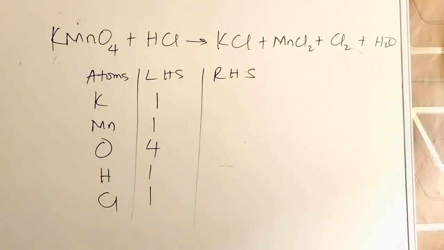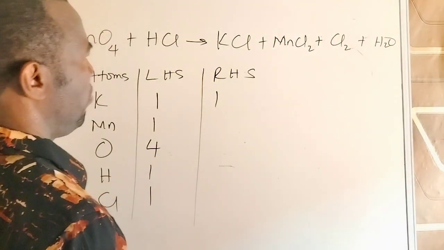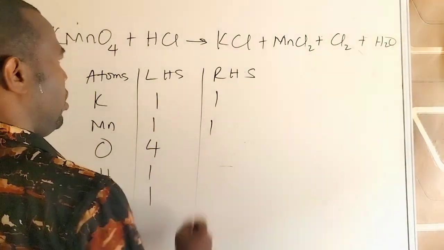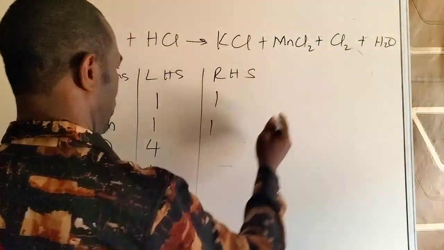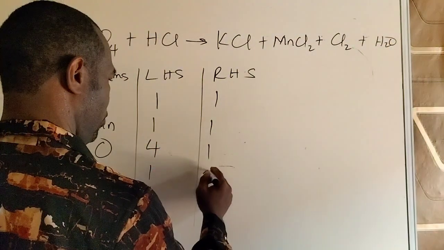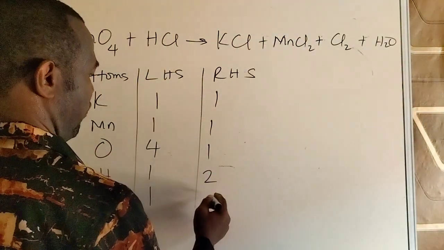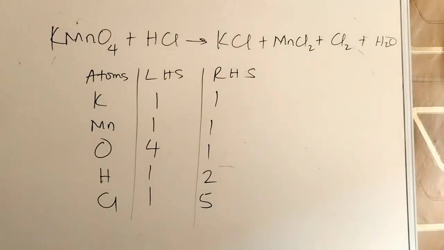So you can see that. I'll go to the right-hand side. Potassium 1, manganese 1, oxygen only 1 on that side, hydrogen, you can see it there, 2, and then chlorine 2 plus 2, 4 plus 1, 5. So having done that, we'll now start balancing the equation.